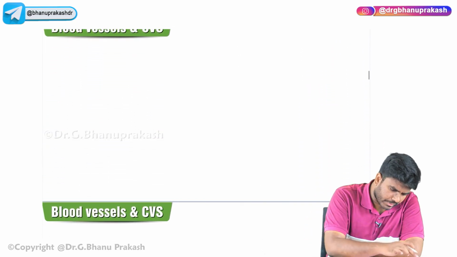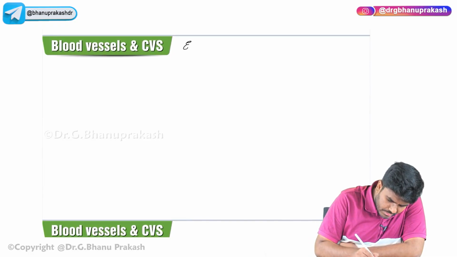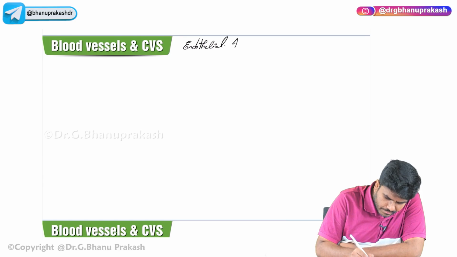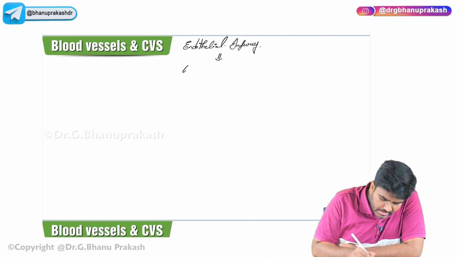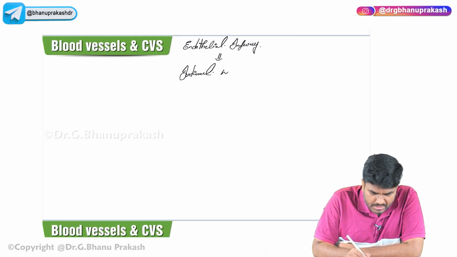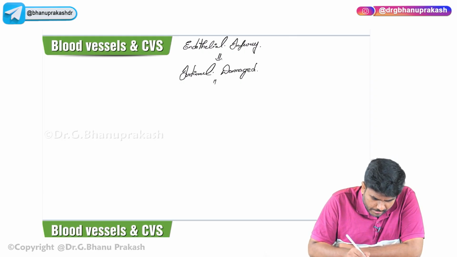Let me write on a new page. First, let's begin with the endothelial injury. Whenever the endothelial injury happens, the intimal layer is going to be damaged. So, the intima is going to be damaged. Now, whenever the intima is damaged, what happens? The macrophages and the platelets.